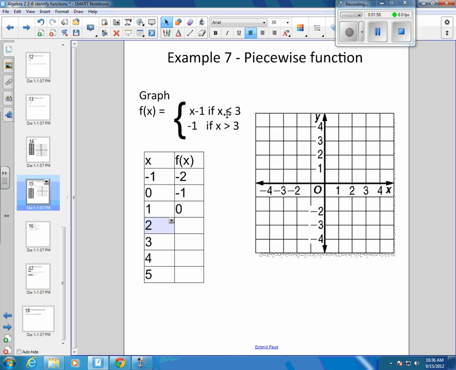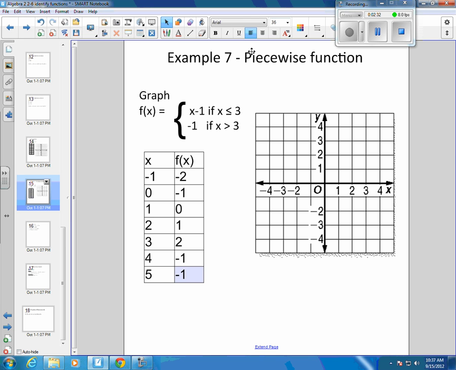2 is less than or equal to 3, yep, so 2 minus 1 is 1. Then I've got 3. 3 is equal to 3, so this is our last value. 3 minus 1 is 2. Now I'm at 4. 4 is now greater than 3, so here I just want the value of -1. And 5 is greater than 3, so again, I just want the value of -1.